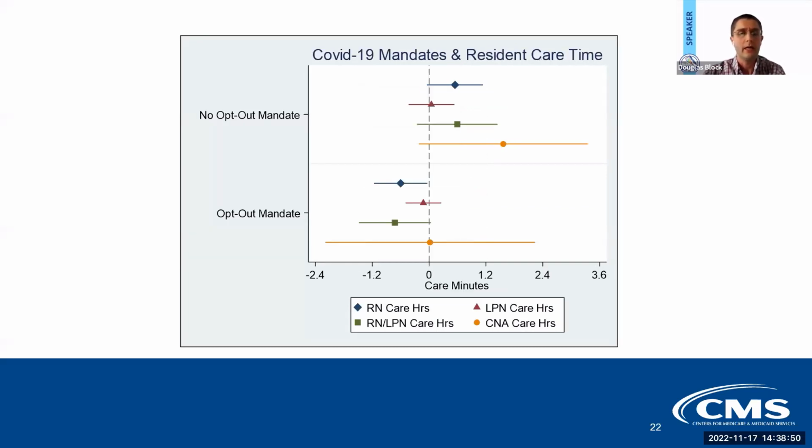Next slide, please. Again, we find something similar when it comes to resident care time, which is just the number of minutes of care that each resident receives from these different types of staff. 7 out of the 8 metrics are statistically insignificant. Now for the opt-out mandate, we do see for RN care, which is the blue one at the top, a small negative impact. It's about 36 seconds, but in practical terms, that's insignificant. So statistically significant, but practically insignificant. Next slide, please.